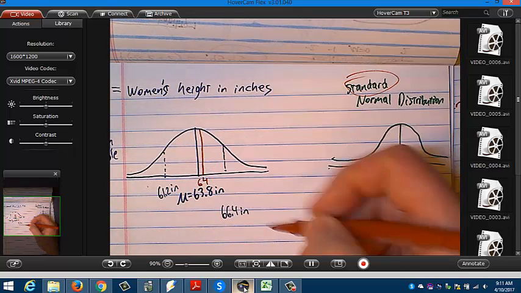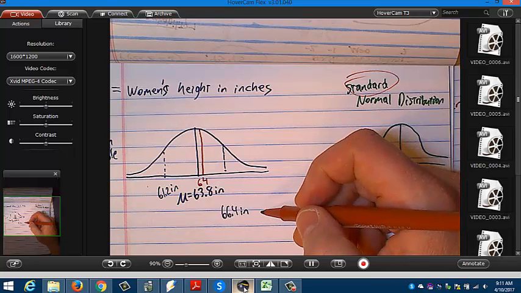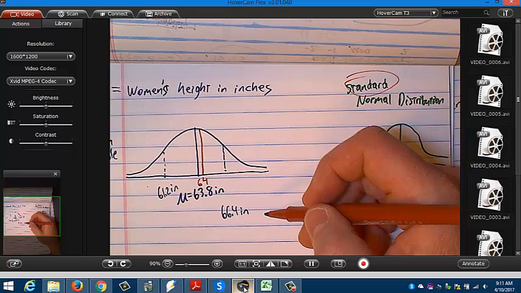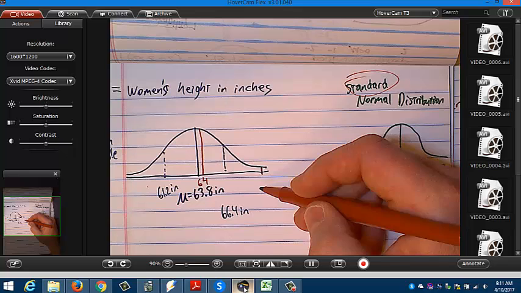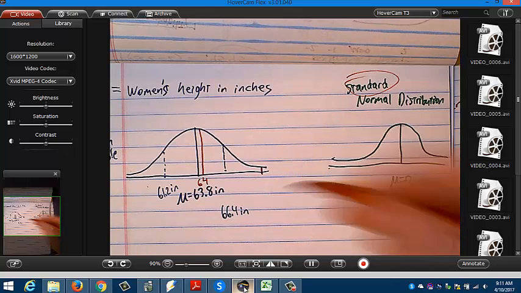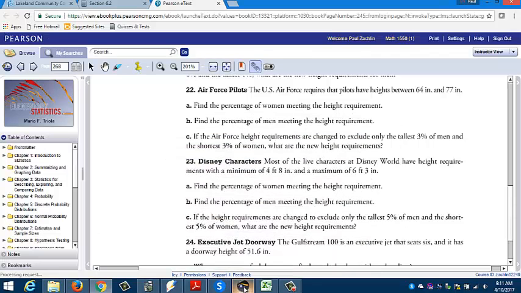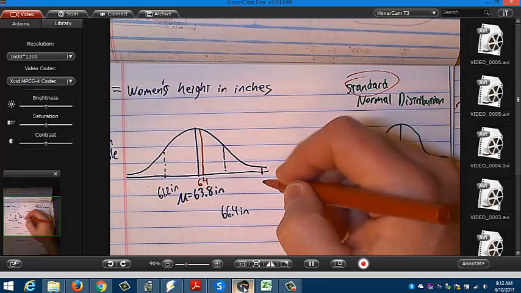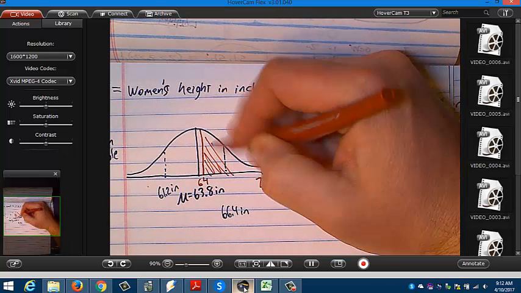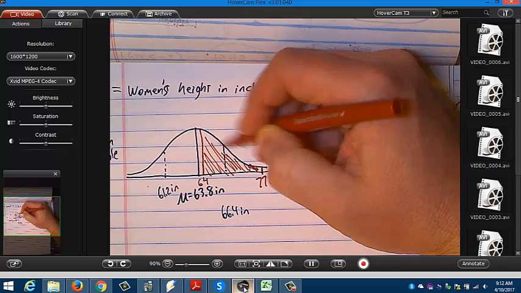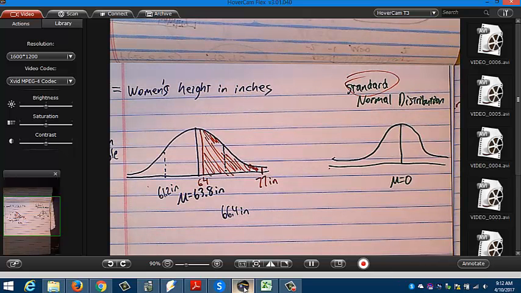Now, where's 77 inches? That'd be a really tall woman, right? Because 72 inches would be 6 feet tall. So way over here somewhere is, what did they say the upper bound was? 77? Wow, 77. That'd be 6'5". So the question is, what percentage of women fall somewhere in here? Right? Okay, so let's do that.